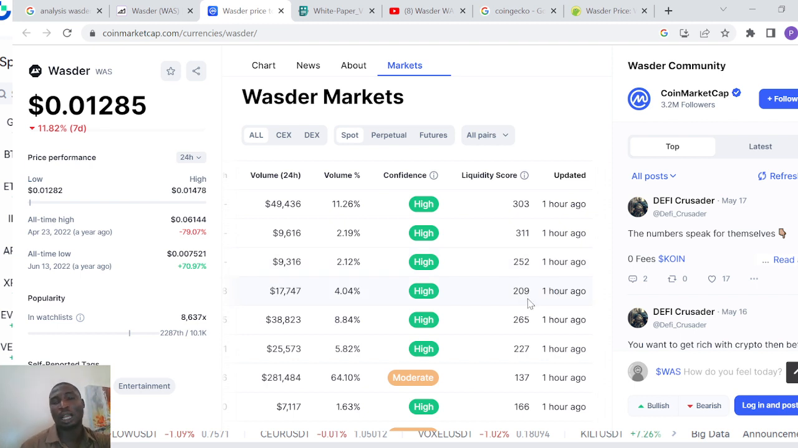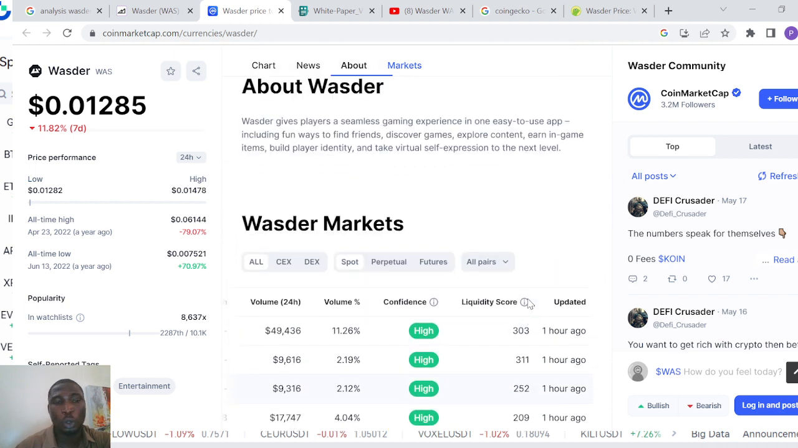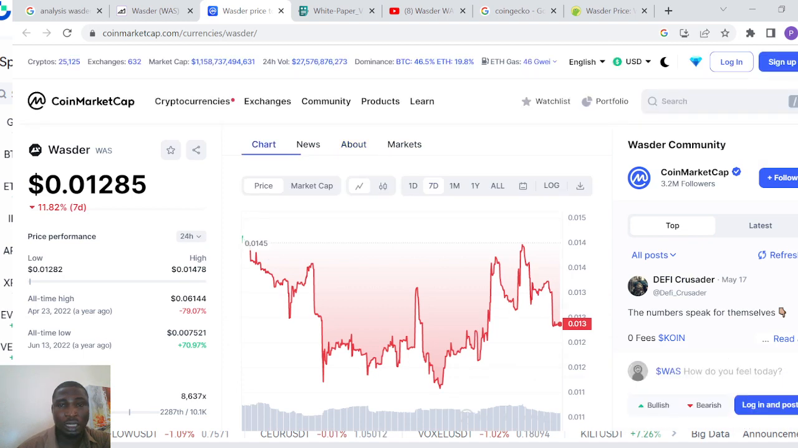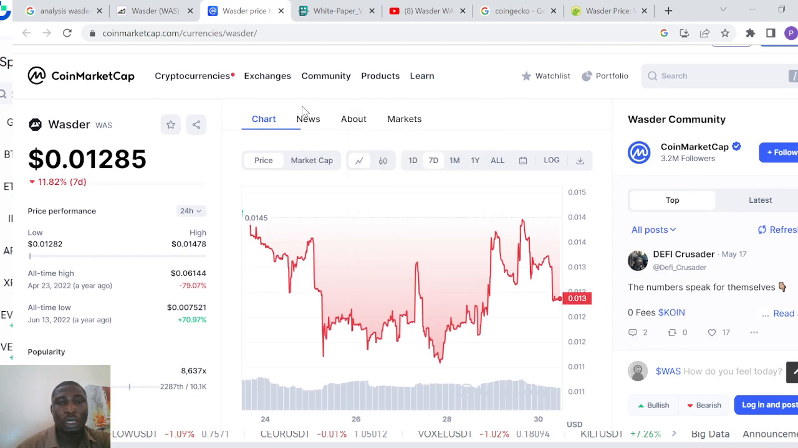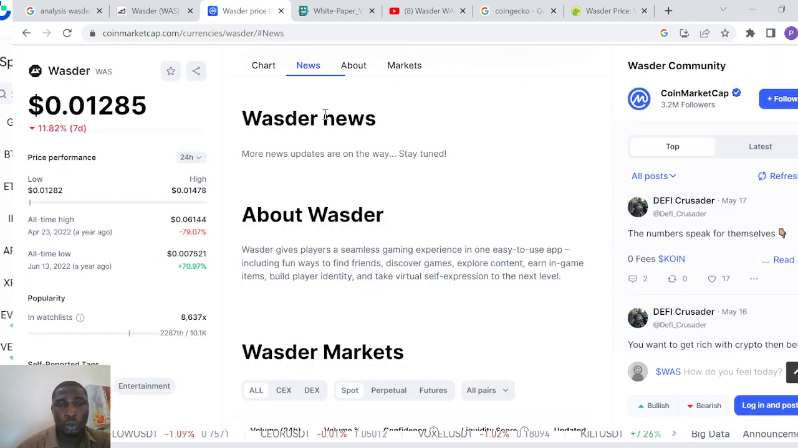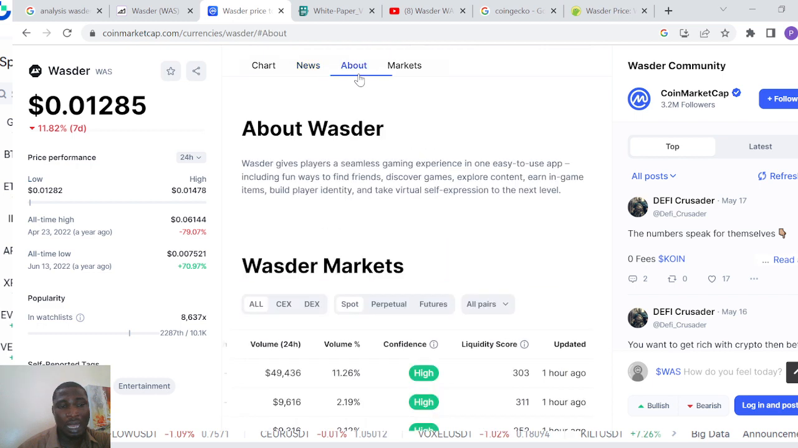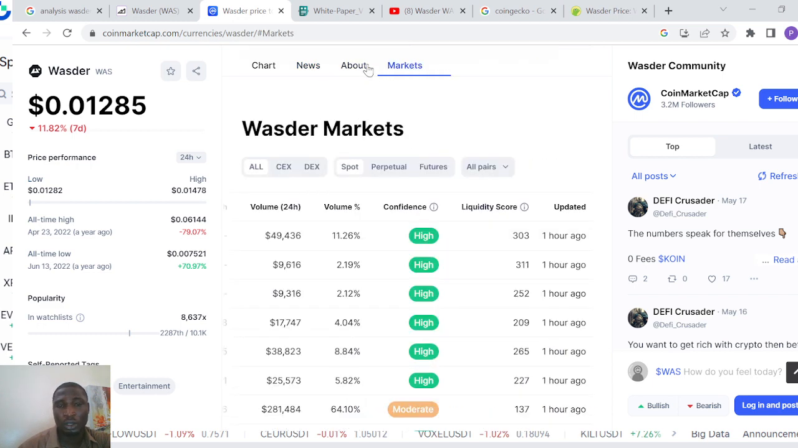All these are important factors we need to consider when analyzing a token: what the token is really all about, what we need to know about it, and how we can go about it.